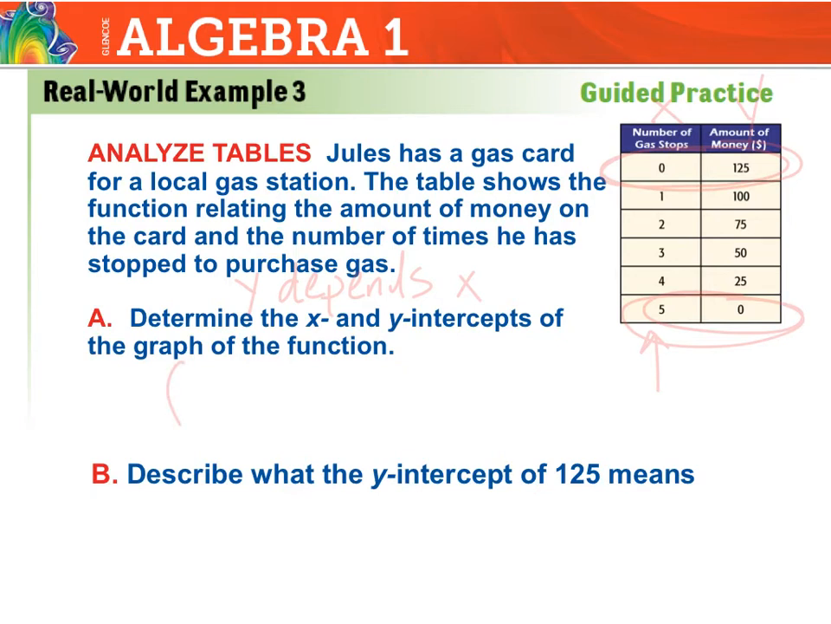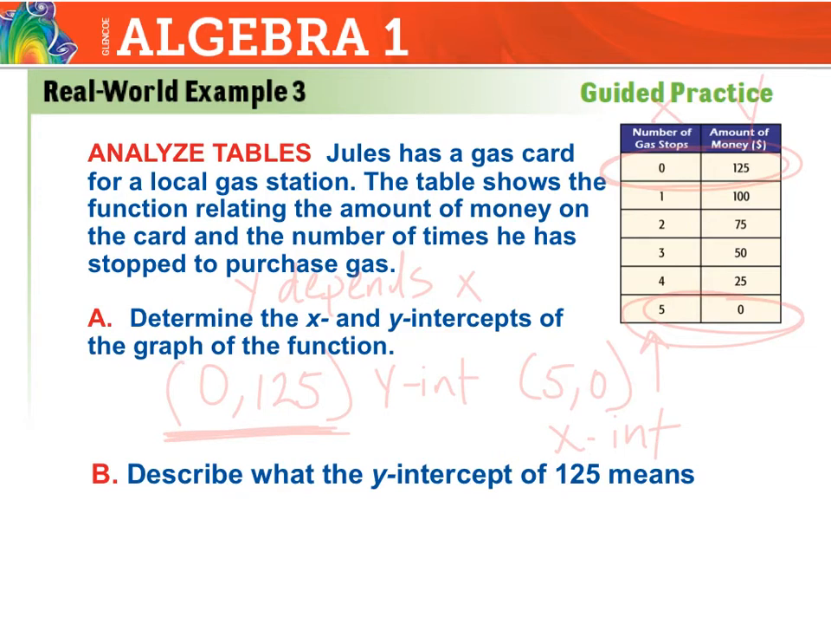So here we go. So 0, 125, right? This is our y-intercept. Great. And then the other ordered pair, 5, 0, this is our x-intercept. Okay. Then it also wants to know, it says, describe what the y-intercept of 125 means in this problem. So the y-intercept is this ordered pair right here.